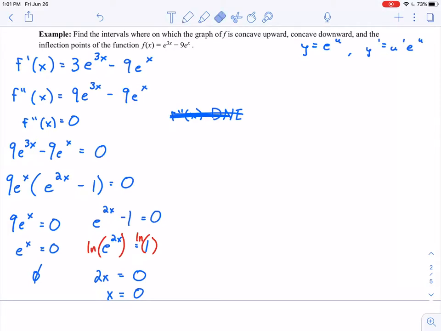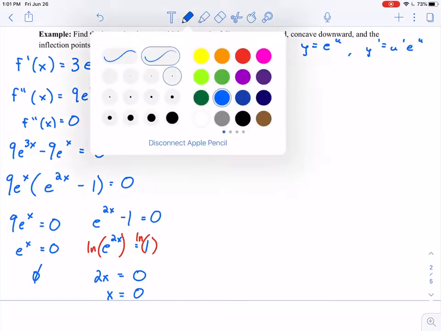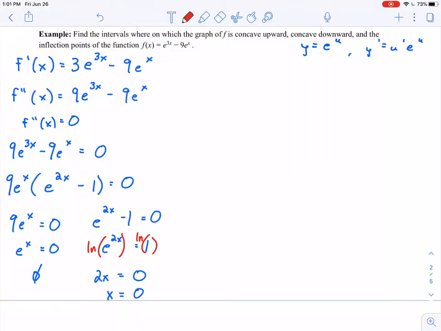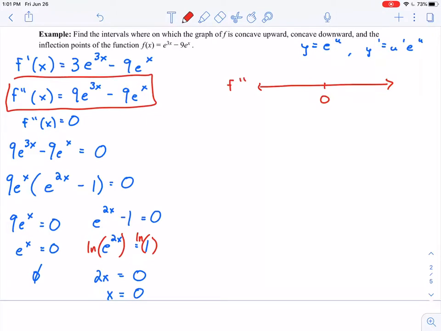So I'm going to erase it just to give myself a little bit more room. I have my partition numbers, so why don't we construct our number line for the second derivative? So here's f double prime. The one partition number we came up with was 0. And I'm going to take numbers on either side of 0 and plug those into my second derivative over here.